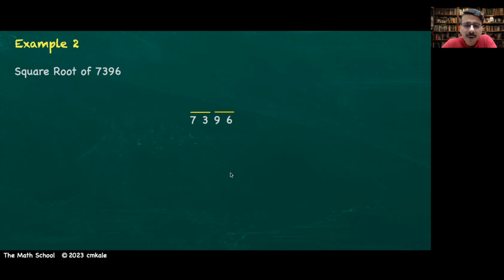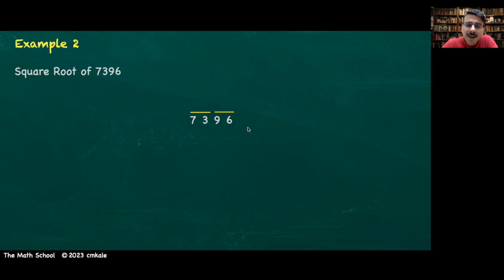Now again, go back to our observations. The units digit of this is 6. So what could be the possible units digit of the square root? It could be either 4, because 4 square is 16, which results in the last digit 6. Or it could be 6, which means 6 square is 36. So therefore, our units digit of the square root could either be 4 or 6.